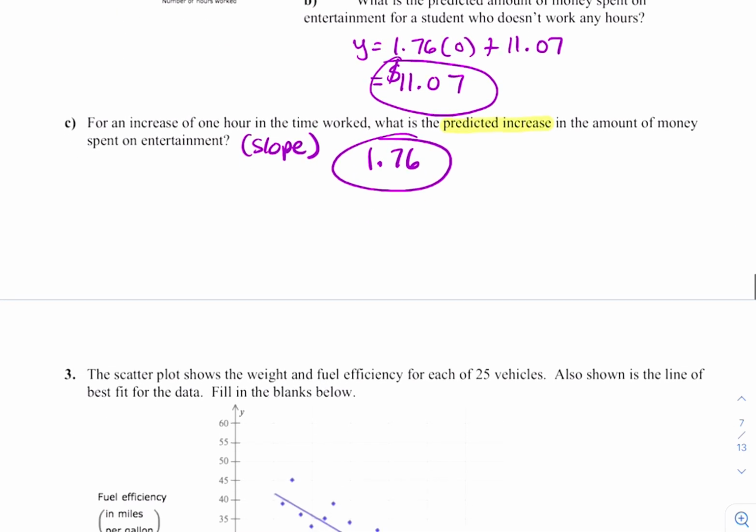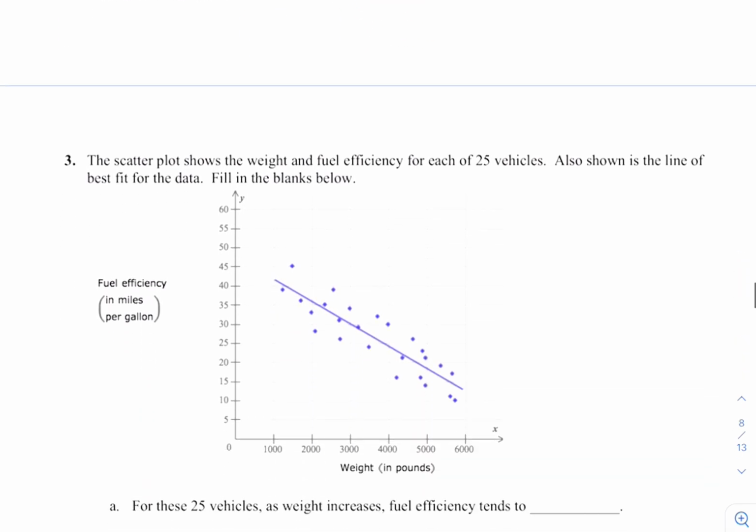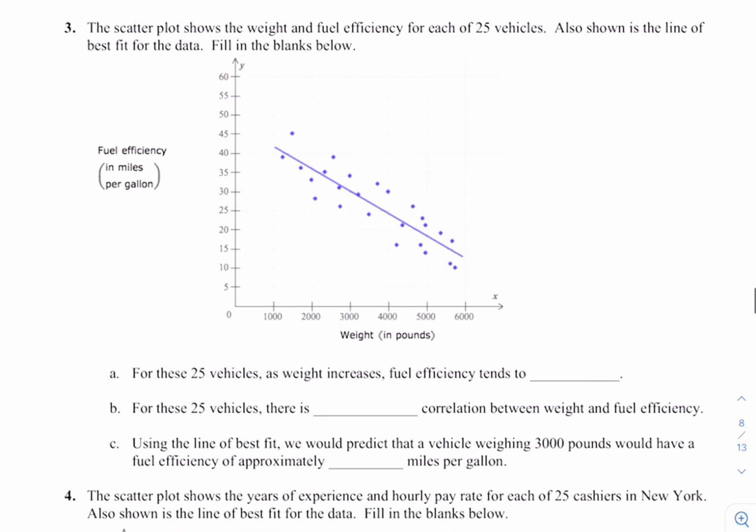All right, so as we continue, still doing our interpretations. So again, I would like you to pause the video, read through problem 3, and see if you can answer parts A, B, and C. So as we're looking at this, we are comparing our weight in pounds to our fuel efficiency, which is our miles per gallon.